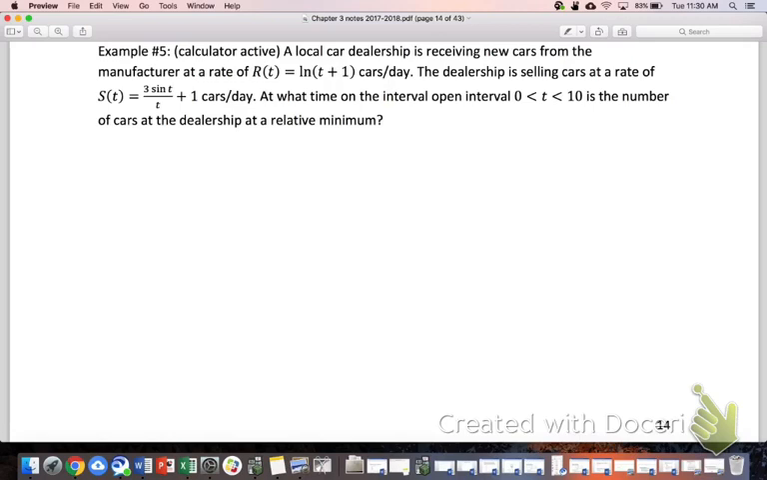It says, a local car dealership is receiving new cars from the manufacturer at a rate of R of T. So they're coming in on trucks. The dealership is selling cars at a rate of S of T. On what time on the open interval 0 to 10 is the number of cars at the dealership at a relative minimum? Sorry about that little typo there. So we're going to come back around and revisit these applications when we get into 3.7, something like that. I thought we'd do one here today.